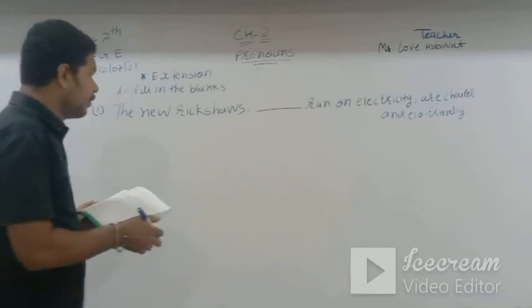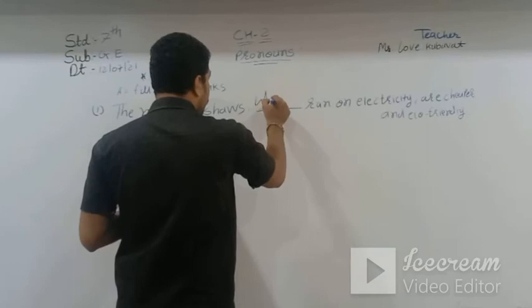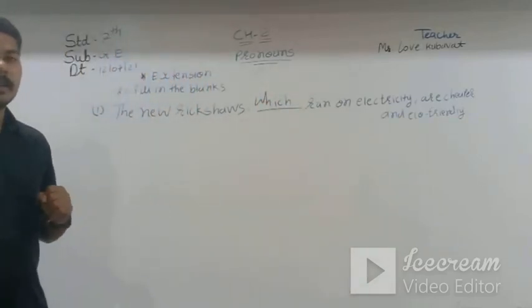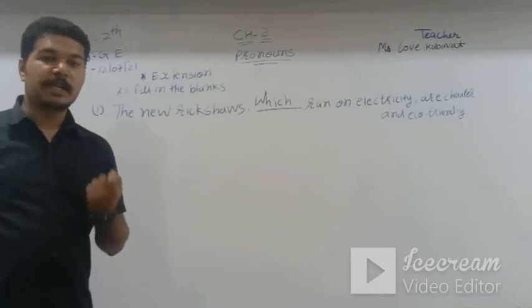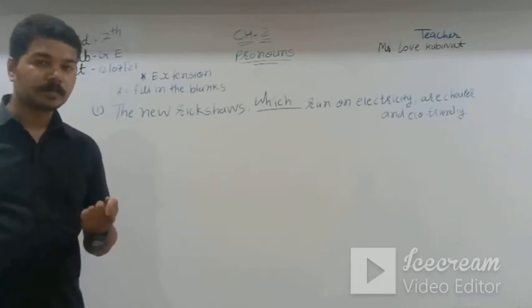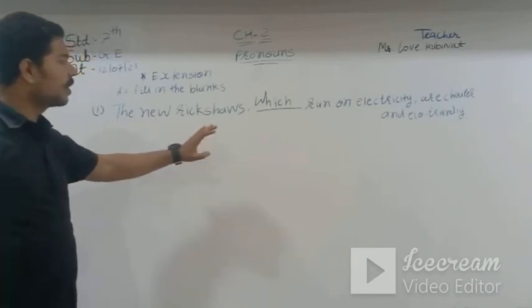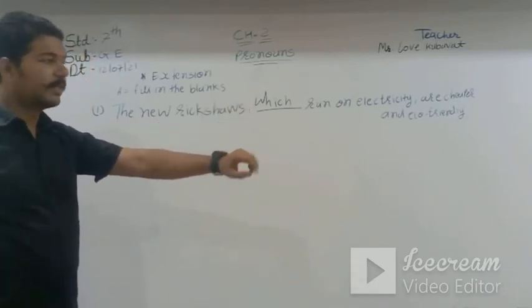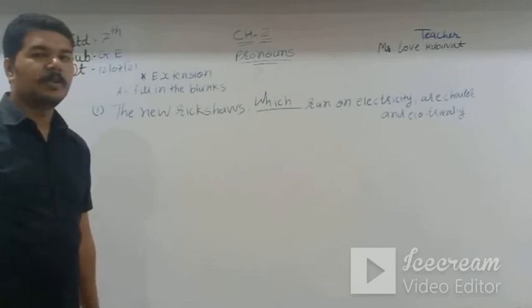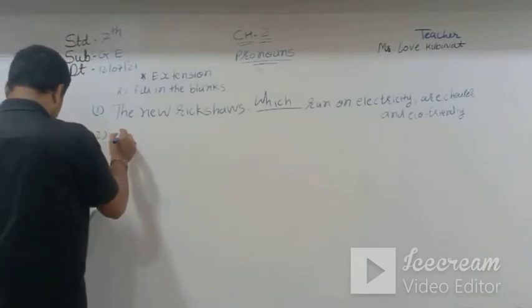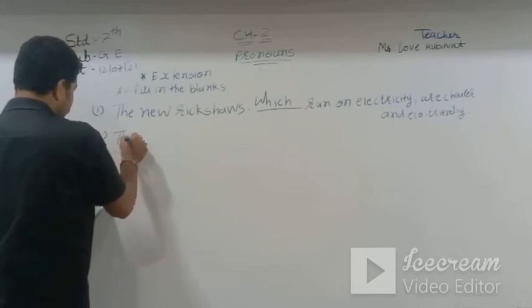Here the answer is which, because what and which are both related, to get the information for statement or things. That's why the answer is the new rickshaws which run on electricity are cheaper and eco-friendly. The next one, the building.